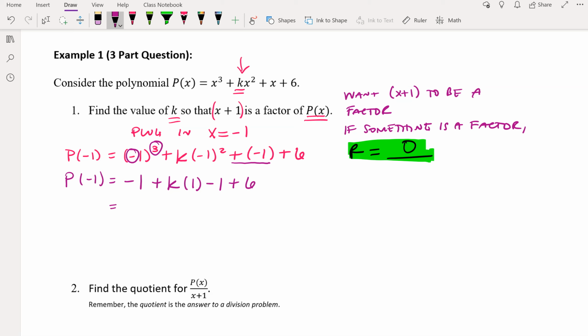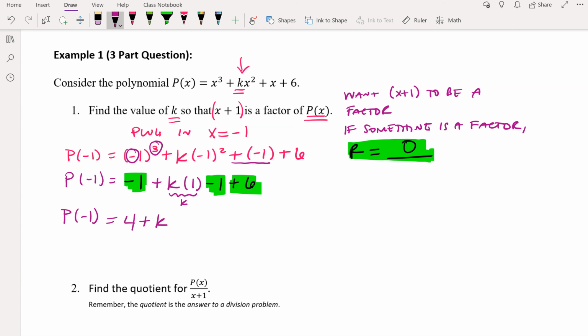Equals -1, I'll highlight what I'm combining. -1 minus 1, that's -2, plus 6, that is 4. So we get k times 1, also y'all, k times 1 is just k. So we get equals 4 plus k. Sweet. P of -1 equals 4 plus k.